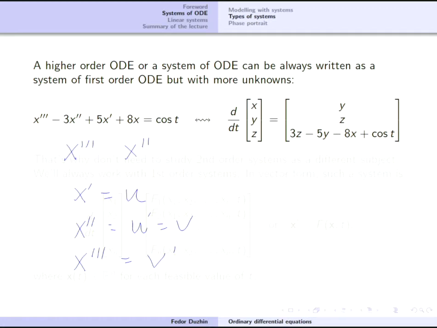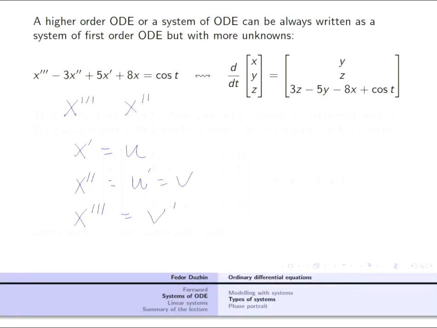Originally we only had one equation of order 3, and whenever we introduce one more unknown, we can reduce the order by 1. So if we want something of order 1, then we have to do it twice. So we'll have to introduce two more equations. Sorry about that.